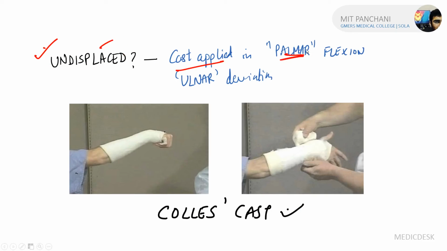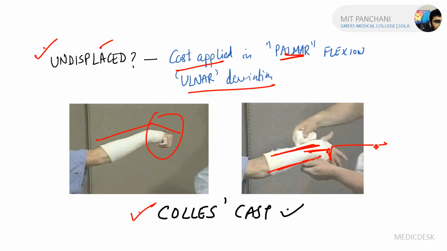In the palmar flexion, this is the palmar flexion, and ulnar deviation, this is the ulna, that is the radius, so the hand is deviated on the ulnar side. So the cast is given in palmar flexion and ulnar deviation, that is known as the Colles cast, and we can see here it is in handshake position.